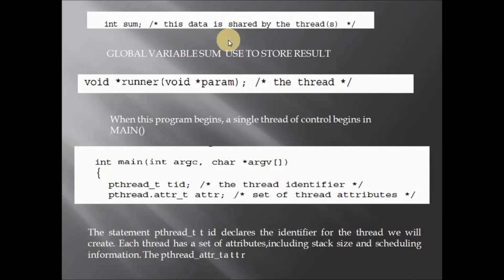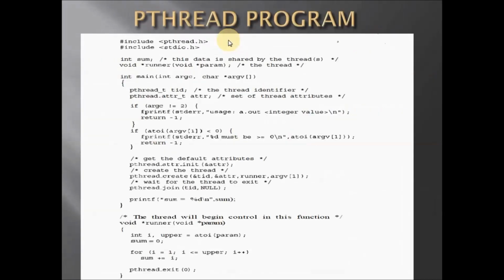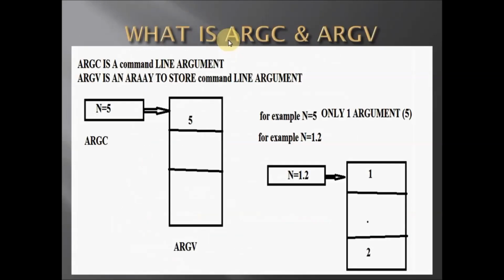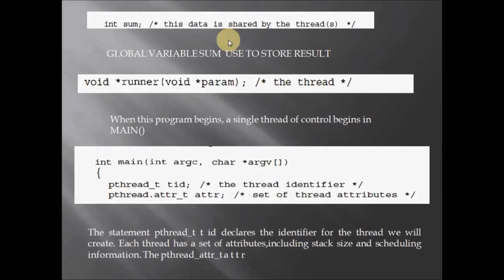Global variable means, remember guys, this is a multi-threaded program. Here I am creating 2 threads. Remember, how many threads? 2 threads. That's why this sum variable is shared between the 2 threads. The 2 threads will use the same sum value. Now we will see what happens.